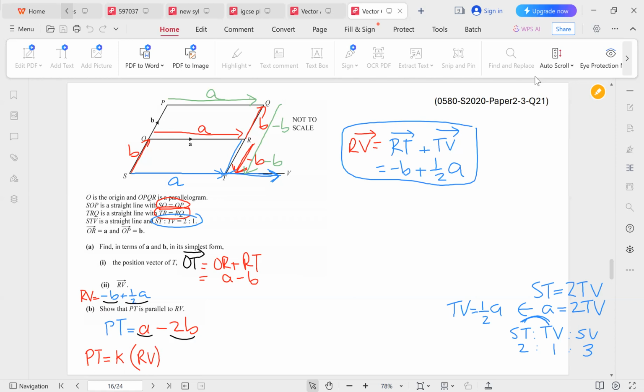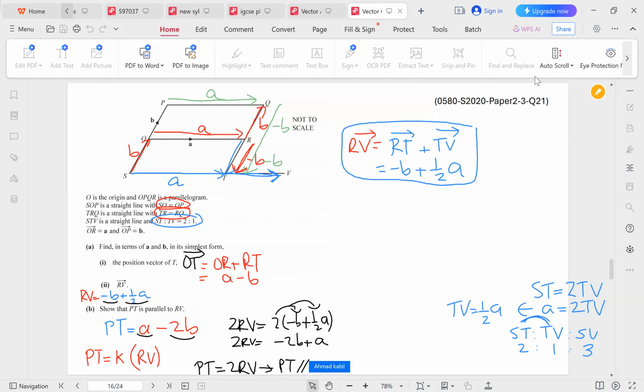So if you try multiplying RV by 2, you get 2 times negative B plus half A. And you distribute the 2, so you get negative 2B plus A. So 2RV equals negative 2B plus A. And this is the same as PT. So we're going to just say that PT equals 2 times RV. Therefore, PT is parallel to RV.